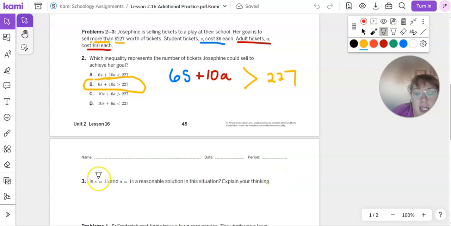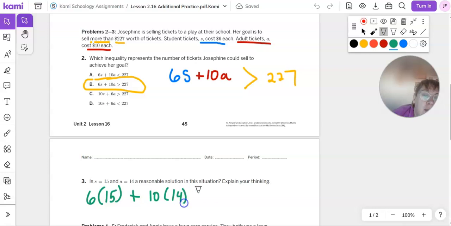And part 3 says, is S equals 15 and A equals 14 a reasonable solution? I think that's a solid amount of tickets. I think it's possible to sell 15 students, 14 adults. So let's make sure it works. So we have 6 times 15 plus 10 times 14. And we're hoping that's bigger than 227.